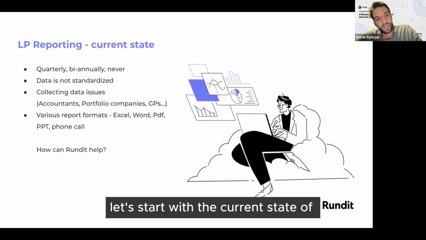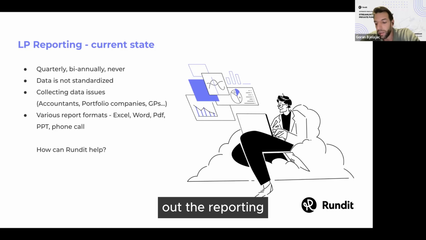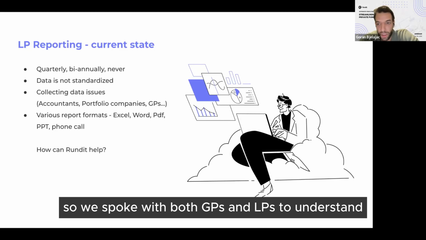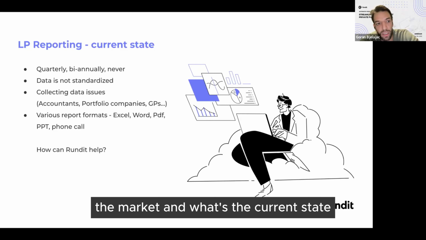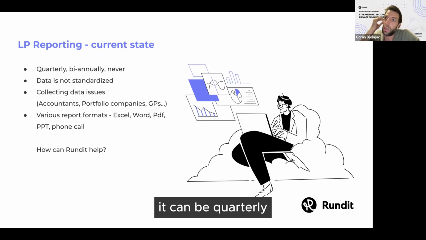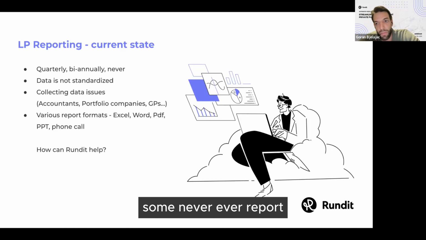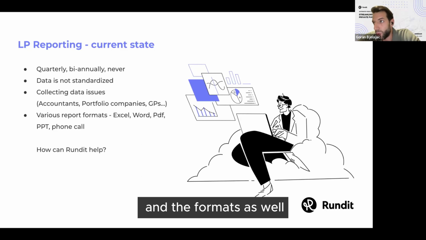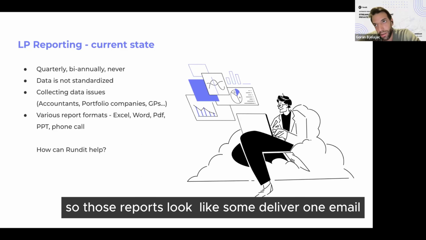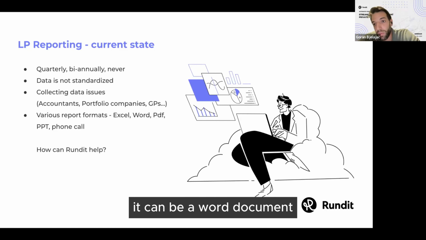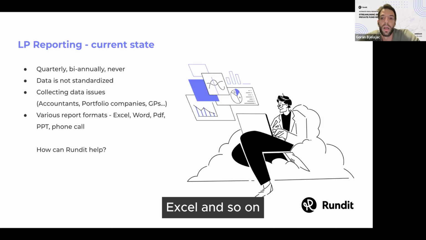So let's start with the current state of LP reporting. To be blunt and direct, it's a mess. We spoke with both GPs and LPs to understand the market and the current state. Reports currently happen very randomly. It can be quarterly, it can be biannually, some never report at all. Data in those reports is not standardized, and neither are the formats. Some deliver one email, some deliver a PDF document. It can be a Word document, a PowerPoint presentation, Excel, and so on.